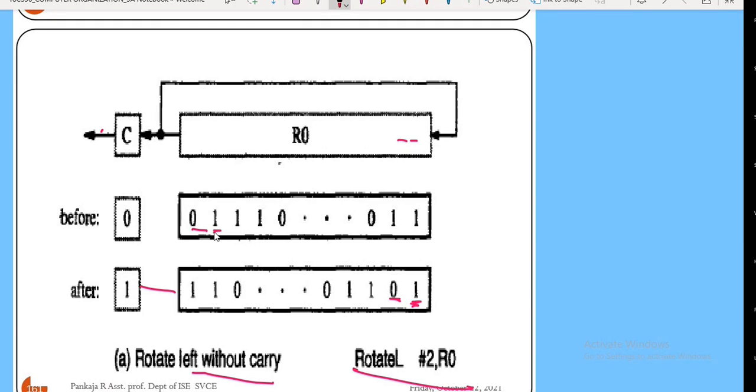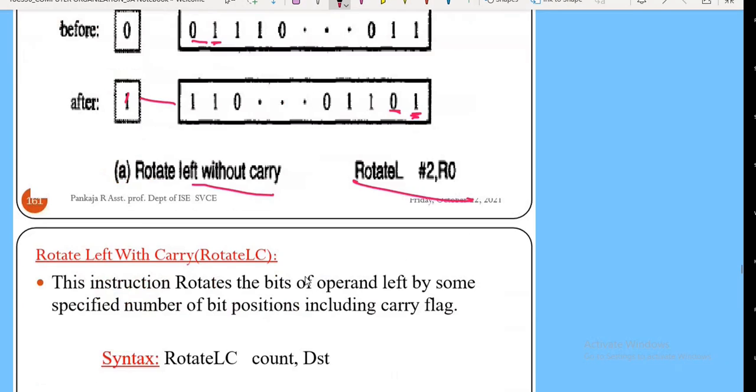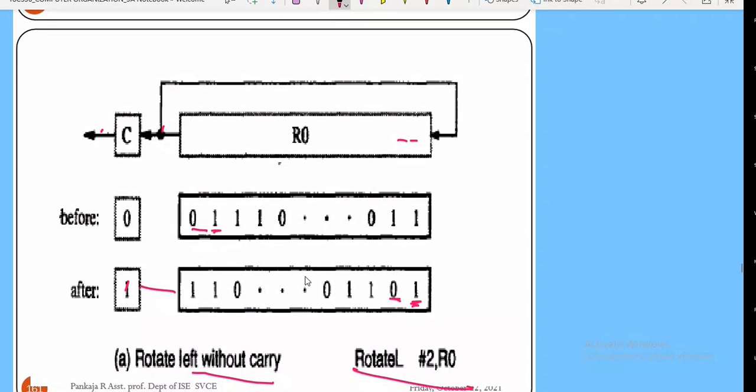Whatever the bit that is shifted, you need to store that into the carry flag. The last bit that is shifted, you should store into the carry flag. But here you are shifting without carry, and that is the reason the line comes from here. Similar to this, rotate left is similar to L shift L only.